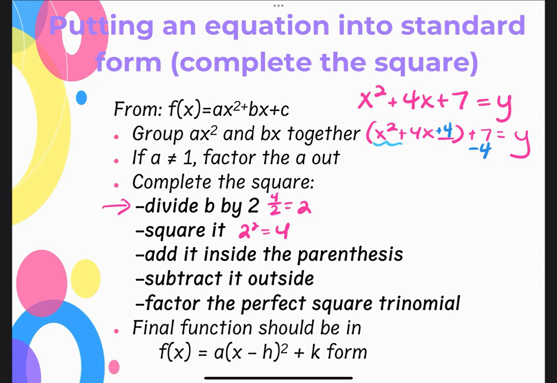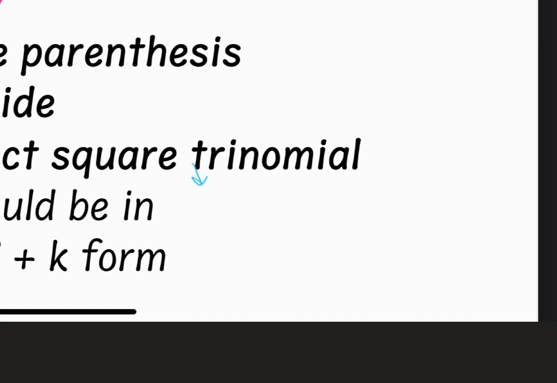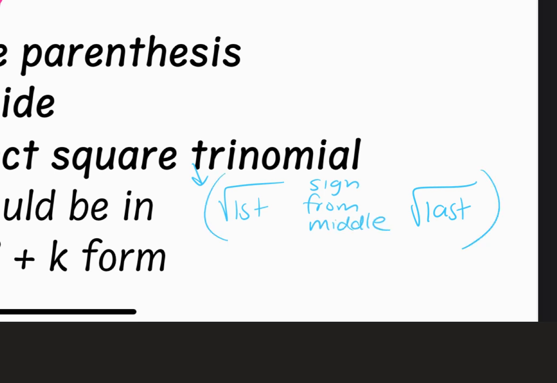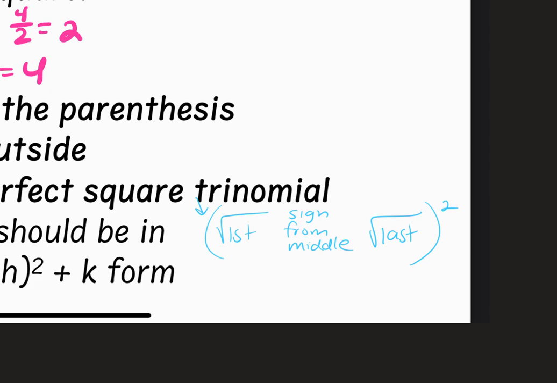So the whole goal was to make this factorable. And to do that, the shortcut is to square root the first term, square root the last term, take the sign from the middle, put it in parentheses, and square it. So if it's a perfect square trinomial, which is the goal, then we can use that shortcut to factor it.